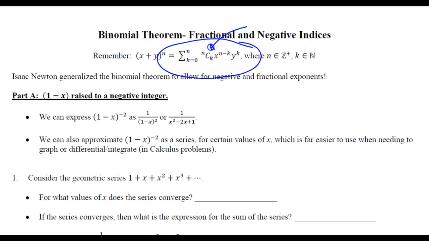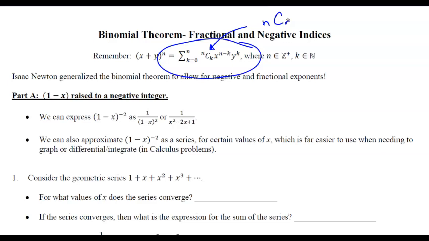Notice the only difference from what you've seen before and used before is that IB puts a little n at the top left rather than the bottom left. We're used to doing nCr, but IB does n at the top. It means the same thing.